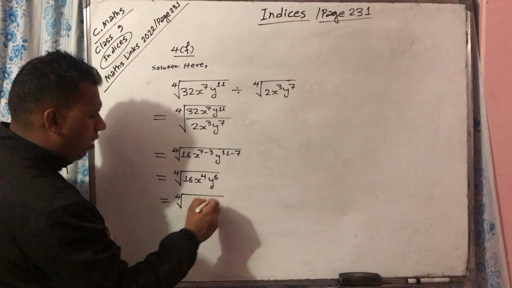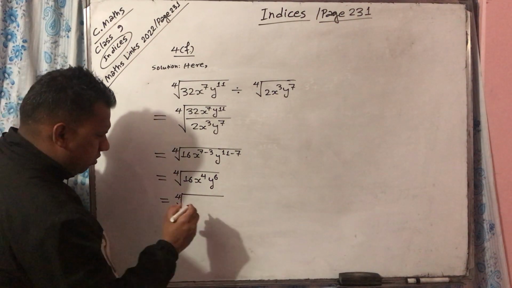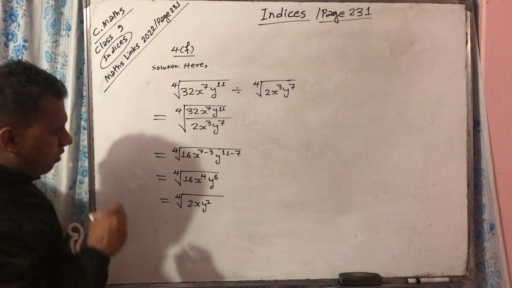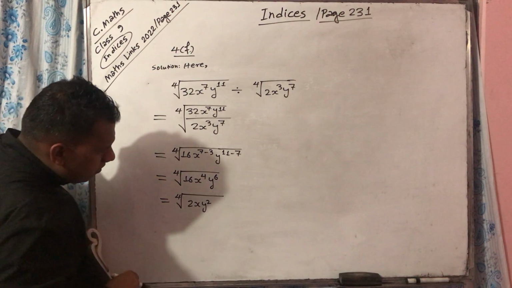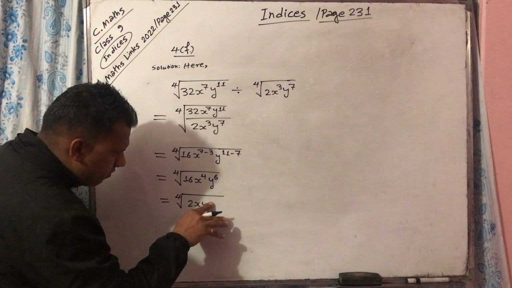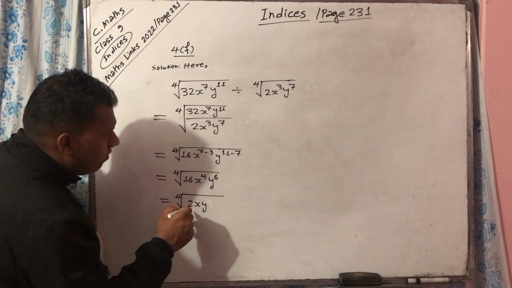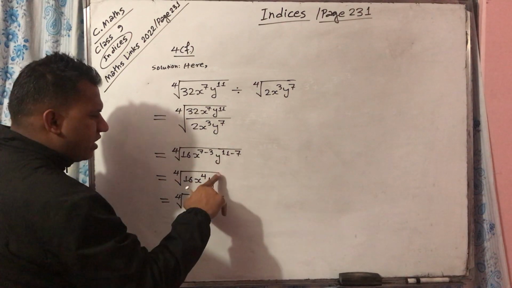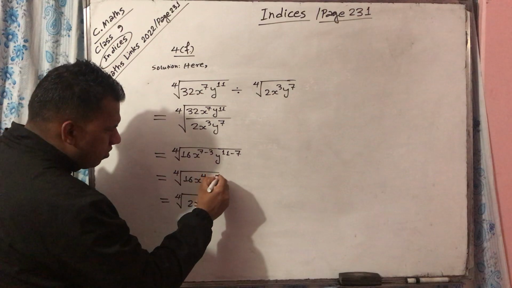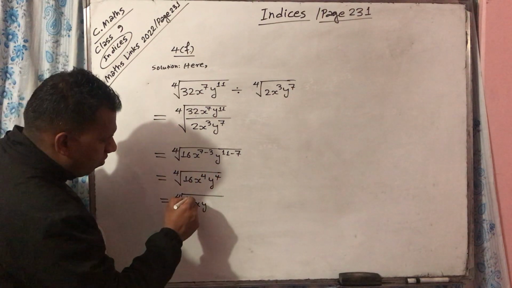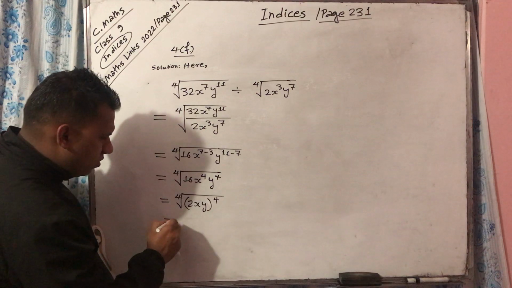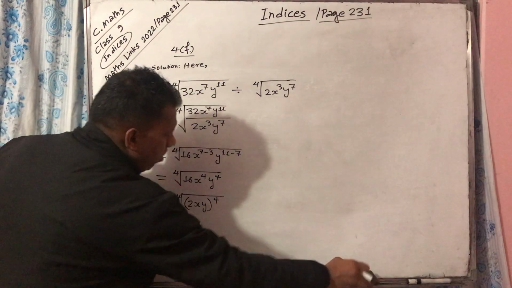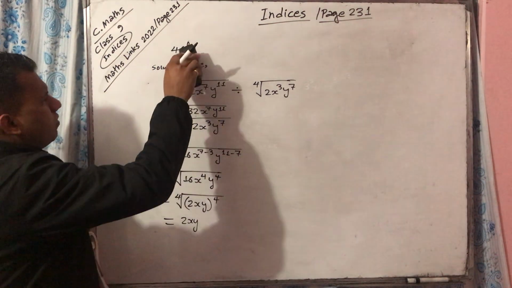This equals fourth root of 16 x to the power 4 y to the power 4. Fourth root of 2xy whole power 4. Here 11 minus 7 must be 4. So 2xy whole power 4. This equals 2xy, since order and power are the same. Now we go to the next question.